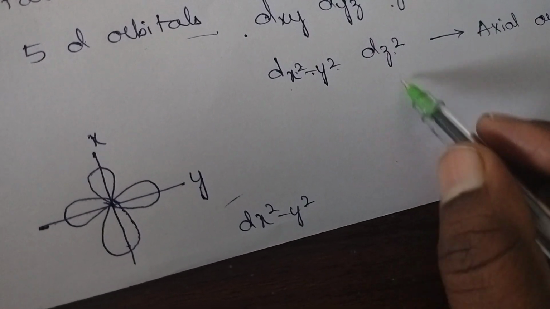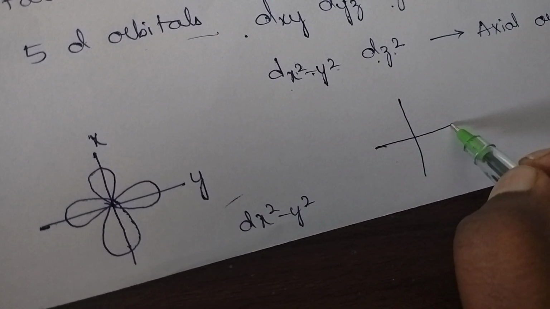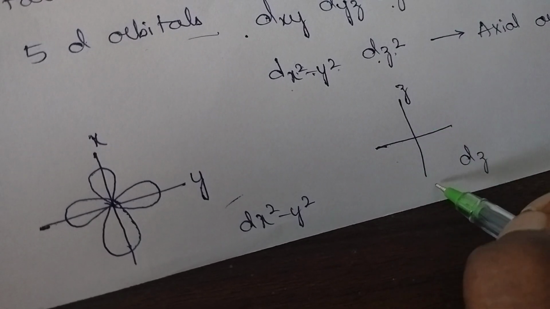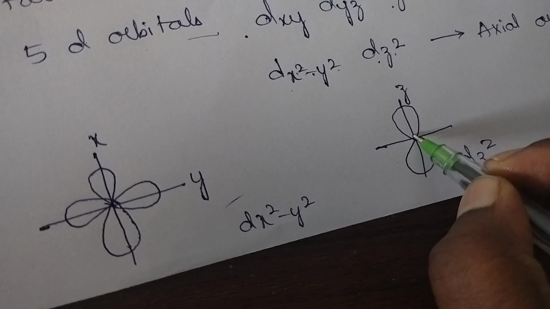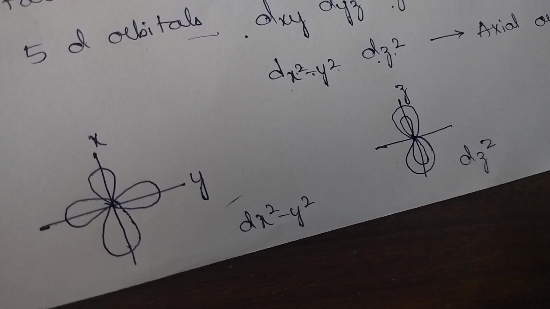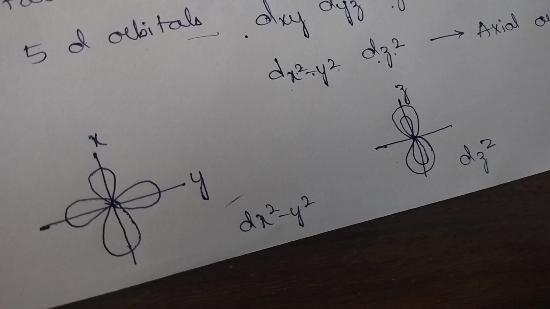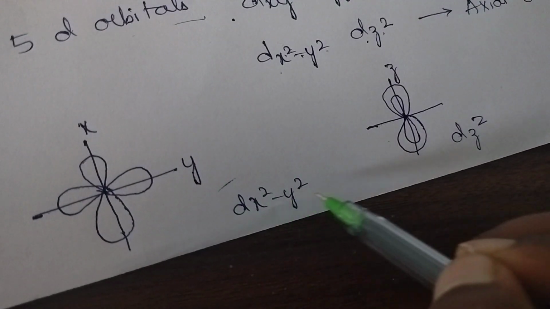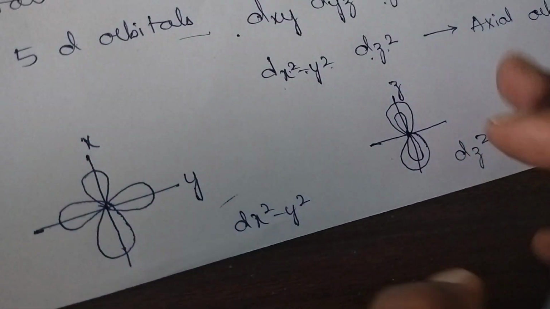Now if you see dz square, along the z axis, the lobes of this orbital are present only on the z axis. So this is called the dz square orbital. In this case, dx square minus y square and dz square, all the lobes are present along the axis.